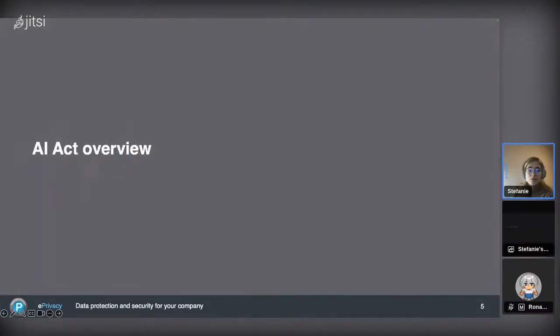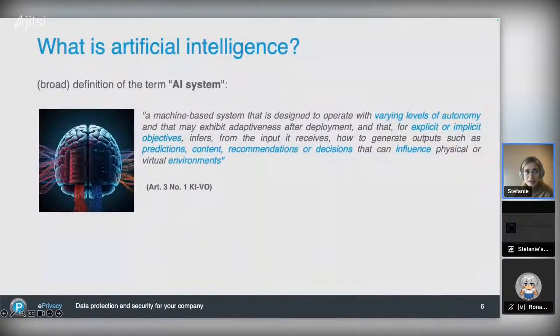So what do we have to look at when we talk about the AI Act? First of all, the AI Act deals with AI systems and artificial intelligence. And first we need to have a look at what is defined as an AI system by the AI Act. Here it is defined as a machine-based system that operates with varying levels of autonomy for explicit or implicit objectives to generate outputs such as predictions, contents, recommendations, decisions that then influence the environment.